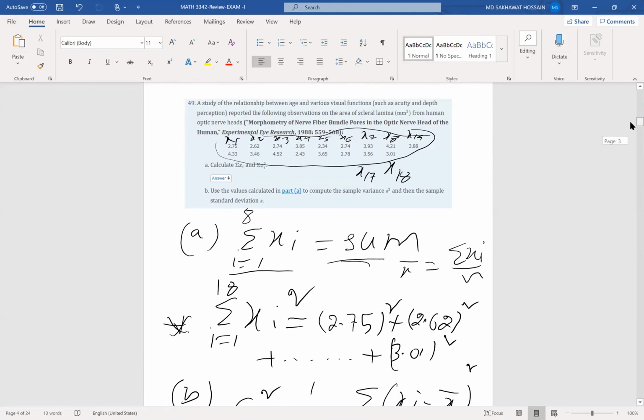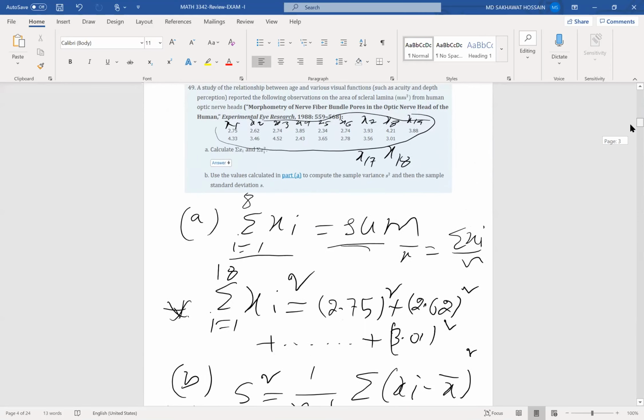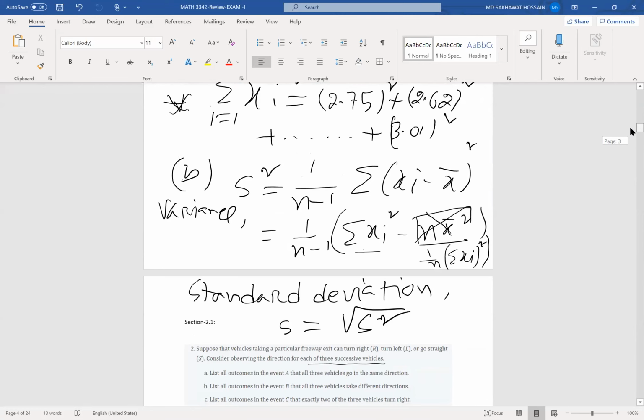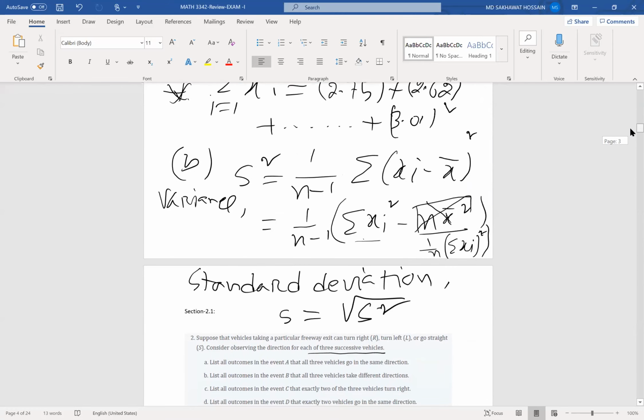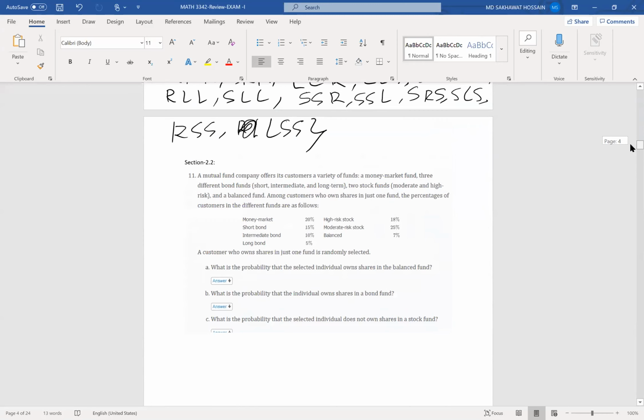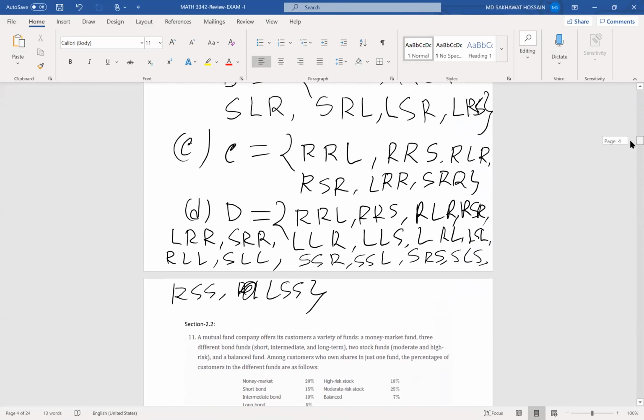We have 3 vehicles and 3 directions, so we can have 3 cubed, total 27 outcomes. So in the sample space, we'll have total 27 outcomes. So the D complement will be from the total 27 outcomes, you have to remove these outcomes from the sample space.